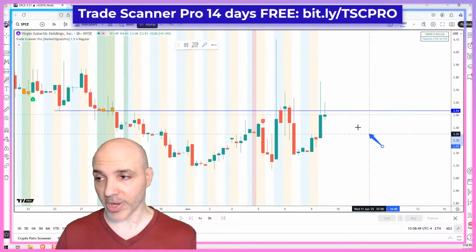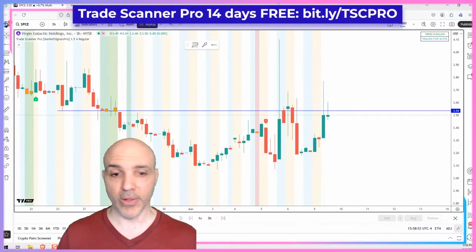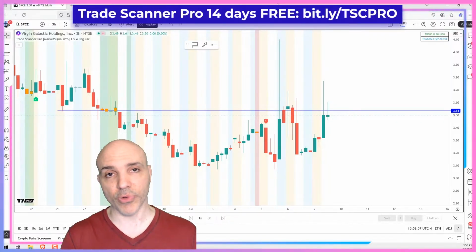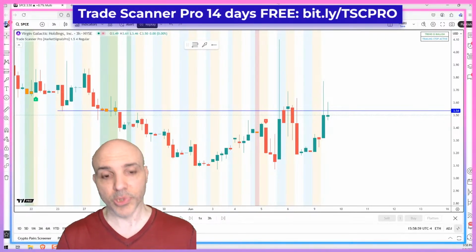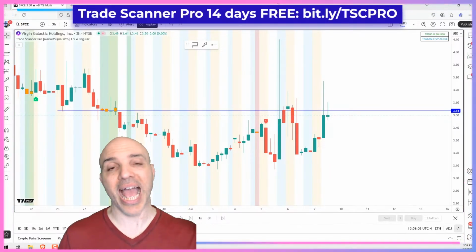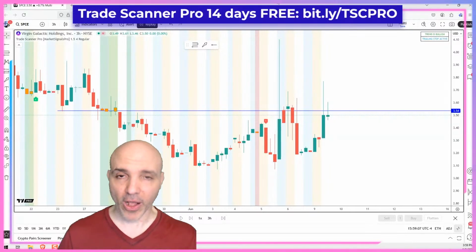What's more likely to work out is resistance sticks and this thing attempts to test the low. So that's what it seems like. Probability leans more in that favor. Resistance hold, support break. So I would be looking for shorts. Now that's where, after coming up with that idea, you use the Trade Scanner Pro to confirm that idea, not the other way around.